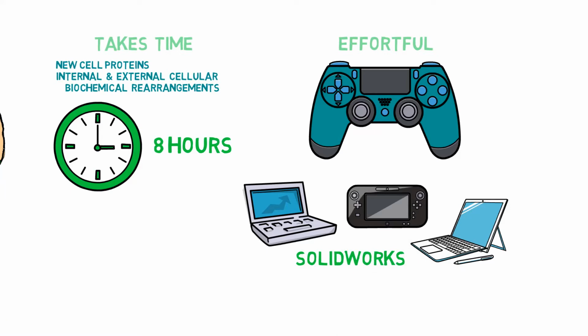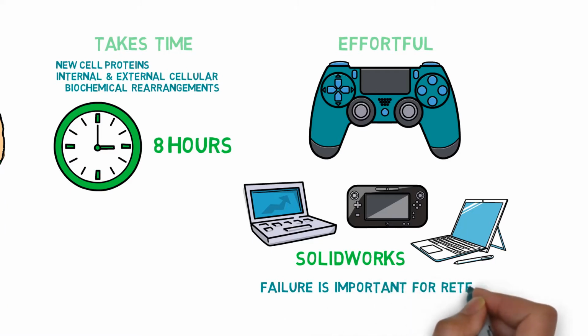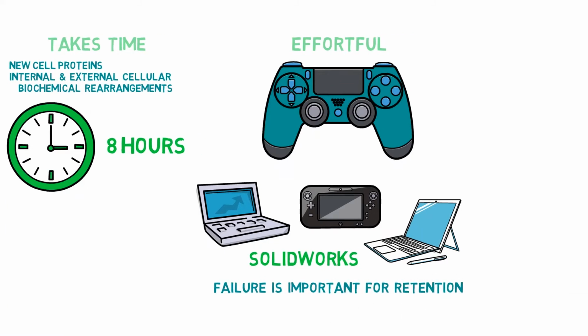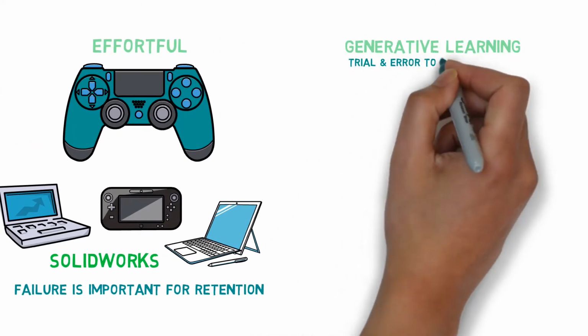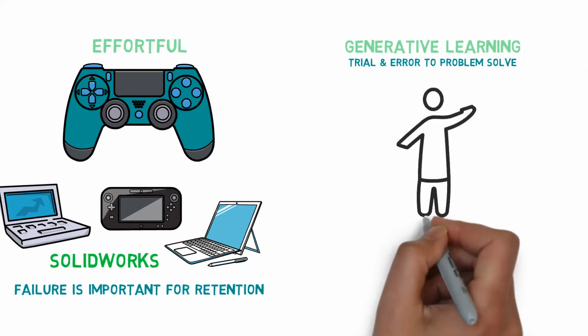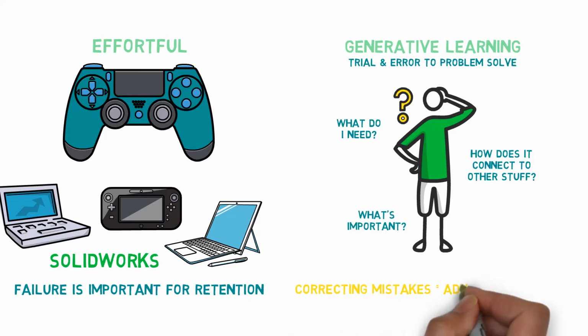This is because the training did not tell the student how to correct mistakes and undo errors. Failure must be part of the process for strong retention. This is the opposite of current teaching methods that make learning fun and easy. Generative learning is the process of trial and error to solve problems before you are shown the answer. It promotes thinking about what information you need, how the information connects with other information, and what is important to solve the problem. When learning is hard, you are doing important work. Making mistakes and correcting them leads to advanced learning.